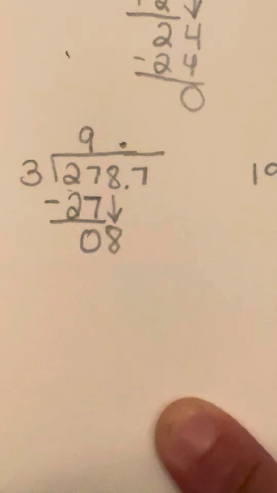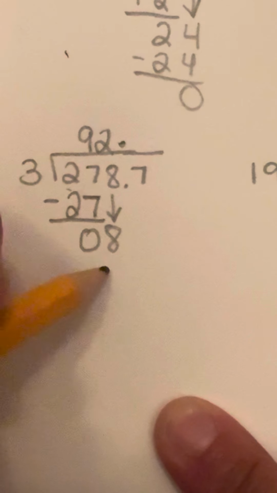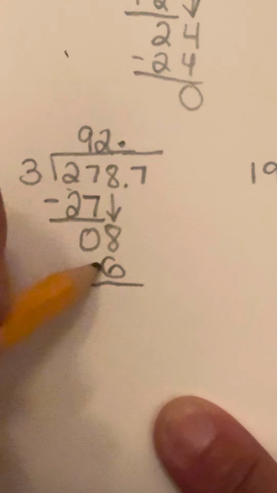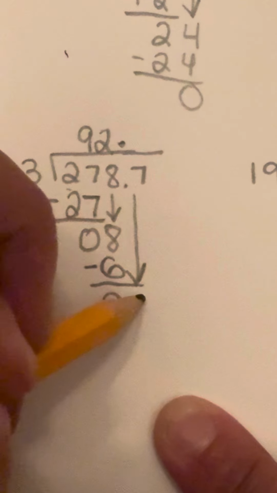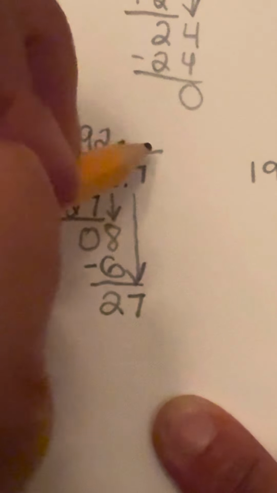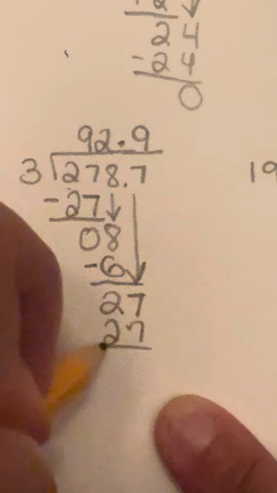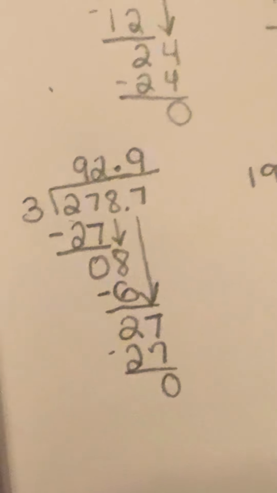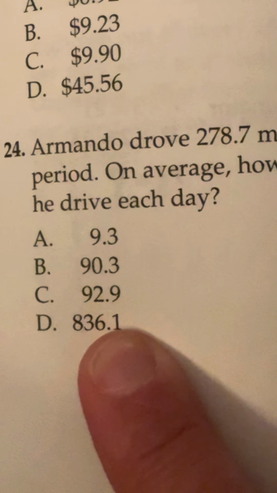Now 3 can go into 8 twice. Can't go in any more than that because it would go over. So that's going to be 6. And then that's going to leave me with 8 minus 6, which is 2. And then we're going to bring that 7 down. So it's 92 point something. And then 3 goes into 27 again 9 times, which will make it nice and even. And 27 minus 27 is 0. So 92.9 is your correct answer. And we see 92.9 as option C.